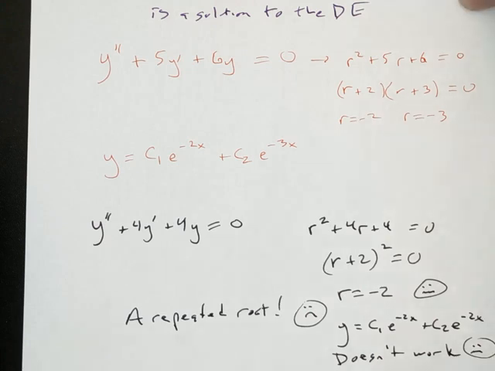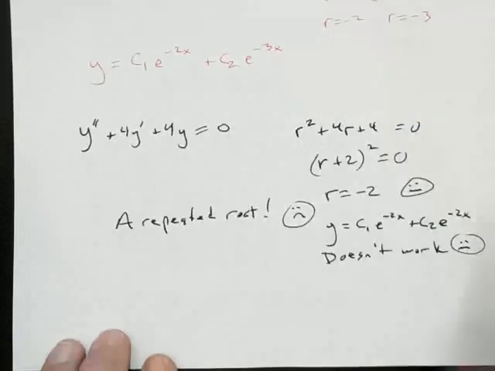And the reason it doesn't work is because those two solutions are not different enough. They're not independent. They point in the same direction. They're exactly the same thing, right? e to the minus 2x, e to the minus 2x. They aren't different enough.